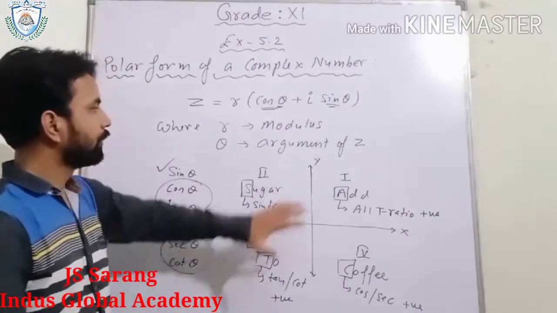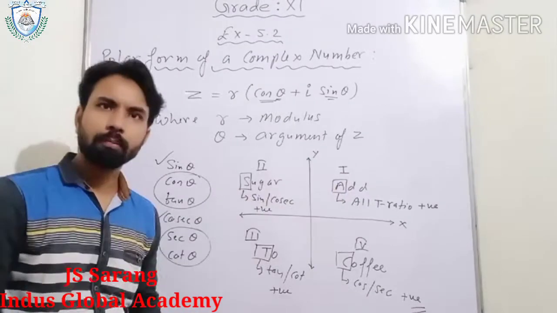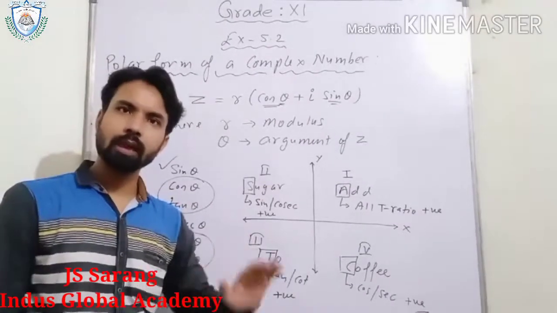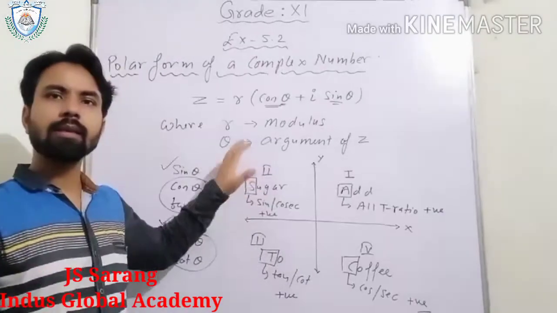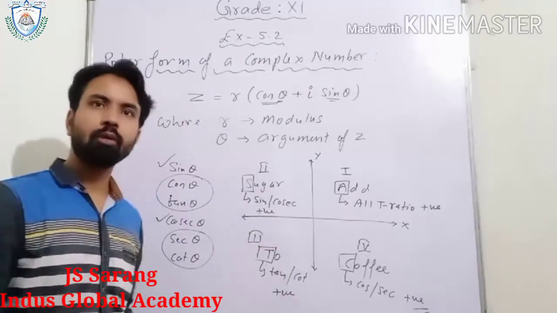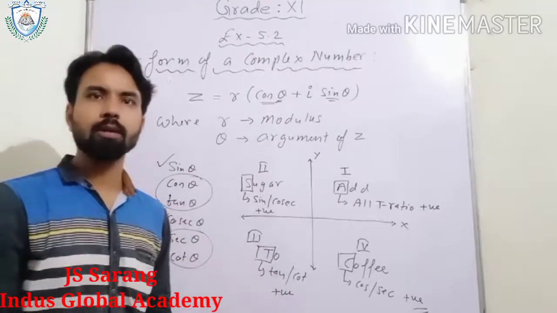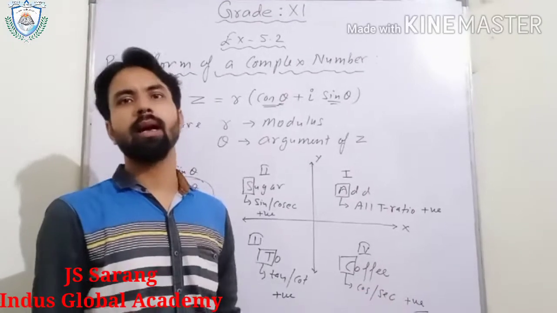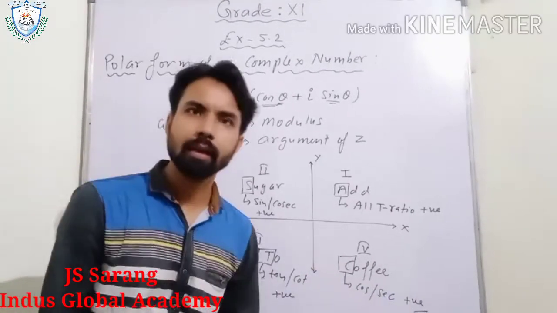Clear? This concept you have to keep in your mind. In the first quadrant all trigonometric ratios are positive. In the second quadrant sin and cosec are positive, the remaining are negative. In the third quadrant tan and cot are positive and the remaining are negative. In the fourth quadrant cos and sec are positive and the remaining are negative.